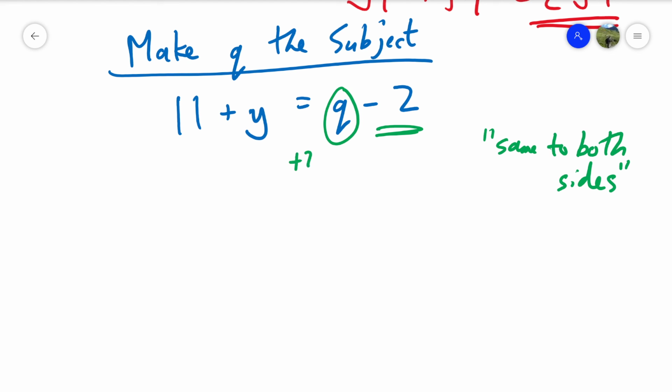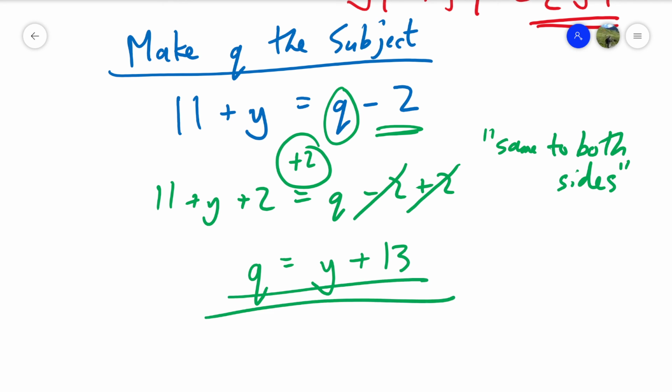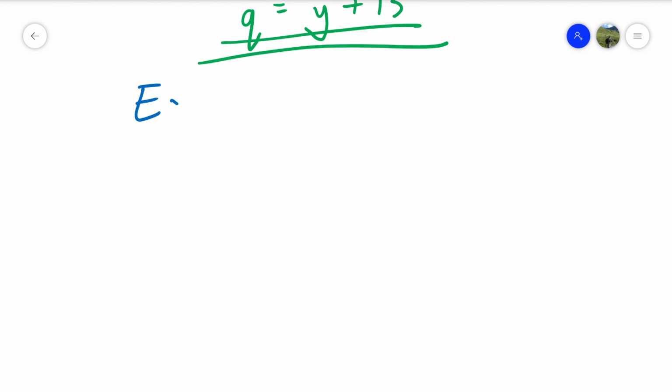So then I'm going to add 2 to both sides, which gives me 11 plus y plus 2 equals q minus 2 plus 2. Oh, look, they cancel. That's your answer. Personally, I would want to just rearrange it and neaten it up. I didn't say give your answer in simplest form, but if I had, then let's add the 11 and the 2.